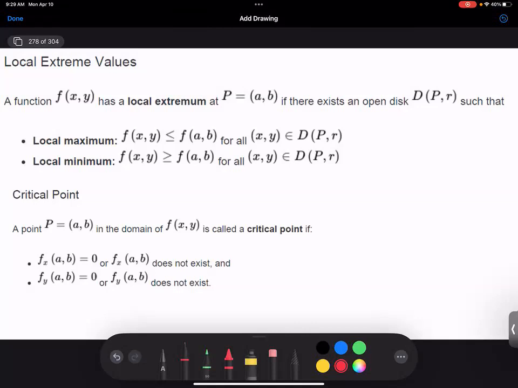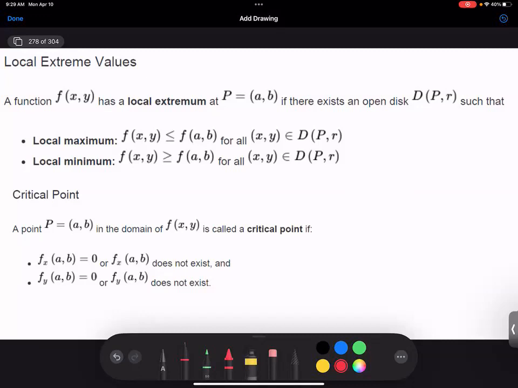Okay, so let's say we have a function of 2 variables. You can, of course, generalize this to several variables. And we want to figure out, does it have an extremum, a local maximum or minimum at some point? It's going to have a maximum at the point (a, b) if for any point nearby, f(x, y) is less than or equal to f(a, b).